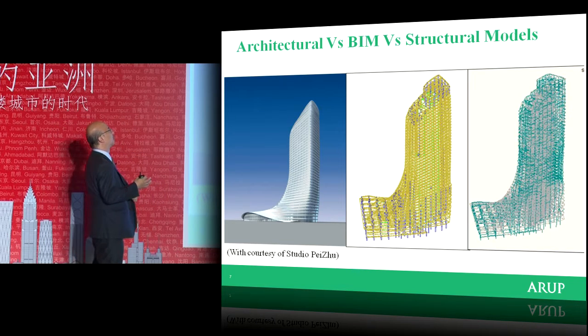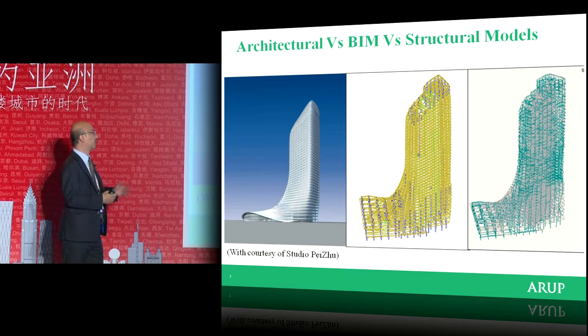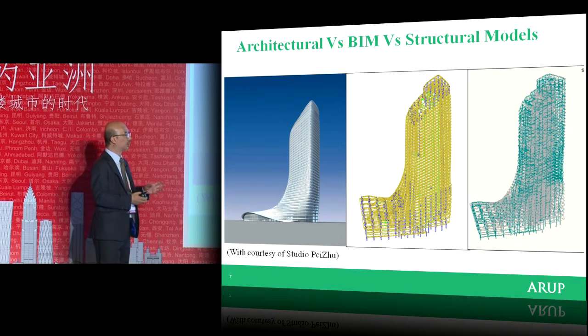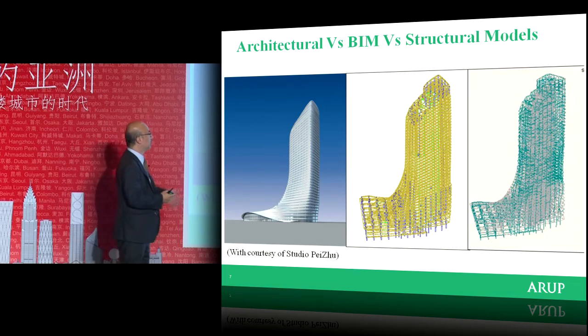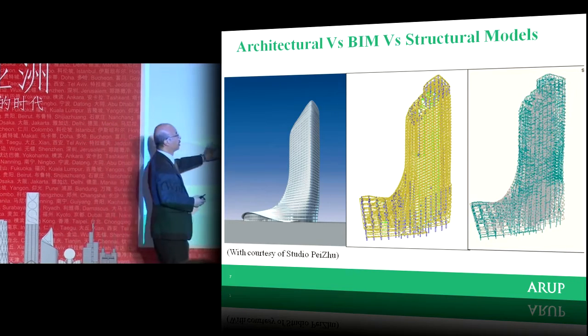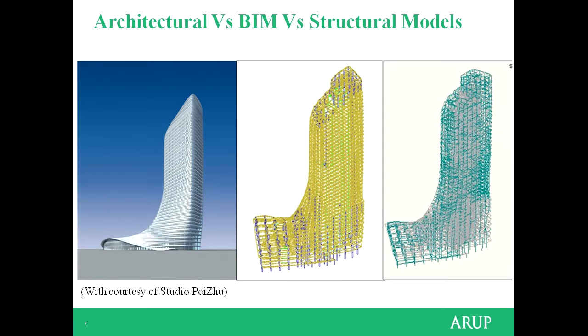Now, this is a project we work with CTBUH. It's in Ningbo, and we use this as one of our early attempts on working with the architect with the BIM system. And this is the architectural model. With the architectural model, we work out the BIM model, so that our mechanical engineer could work with us and communicate with the architect.